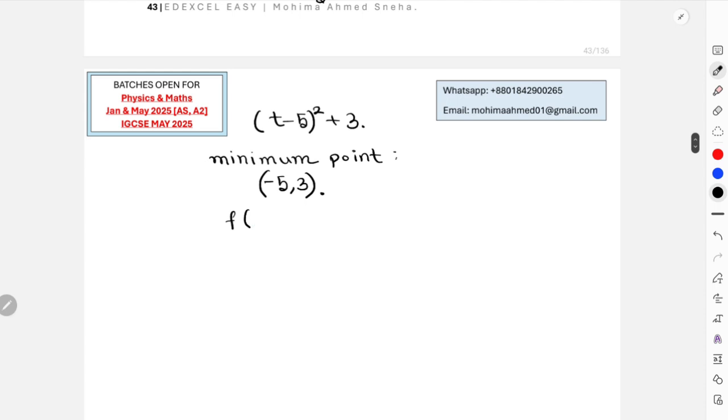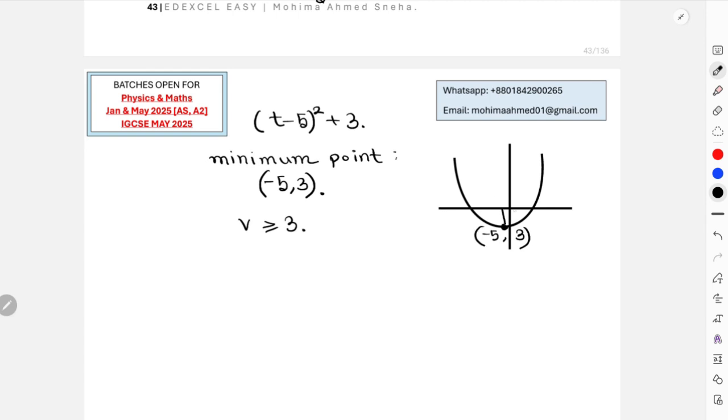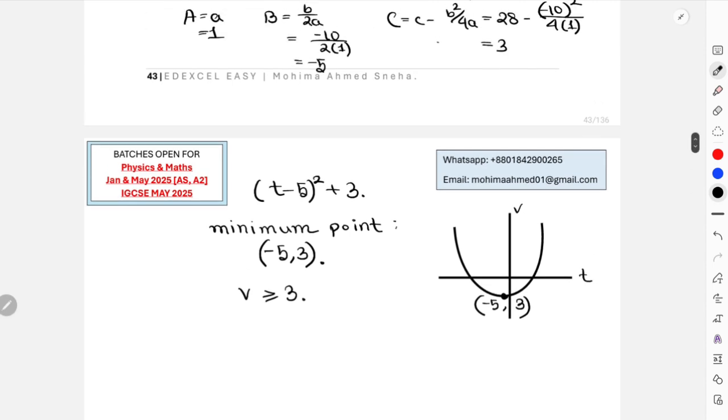So we can write that v is greater than or equal to 3, it cannot be less than 3. That is the range. If I draw it on a graph, this is how it will look. This is a positive quadratic equation, with the minimum point at 5 and 3. The x-axis value is 5 and the y-axis value is 3. That means the value for v can never be less than 3. It has to be greater than 3. On the x-axis you have time, and the y-axis has velocity.